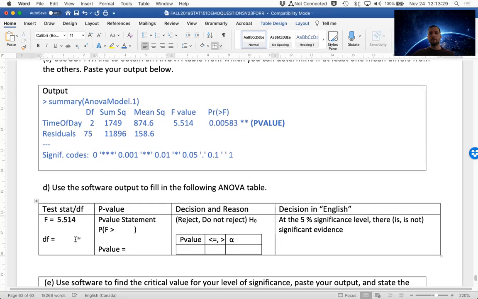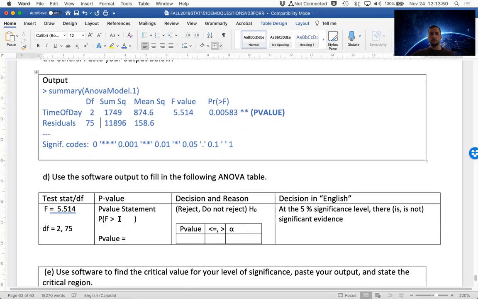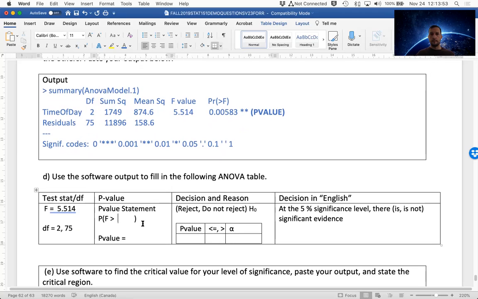Okay, so the test stat based off the table is 5.514. For an ANOVA test, we have 2 degrees of freedom, so we have 2, 75. The reason why will be made clear in lecture when we show you how the table works, but you need 2 rather than 1 DF for an ANOVA. The P value is given by P of F greater than 5.514, and the p-value itself is 0.00583.